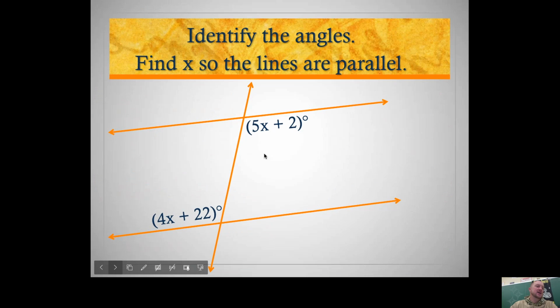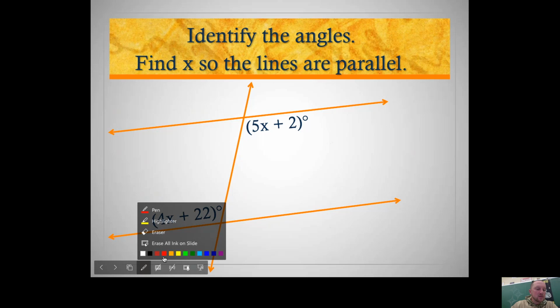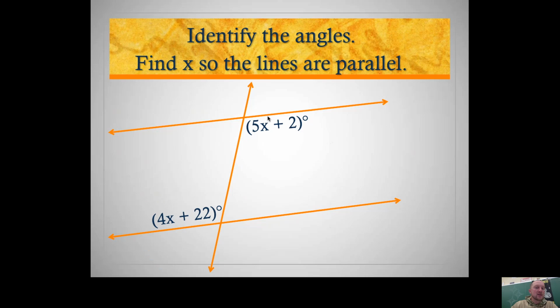The problems in this section are going to look very similar as well. The only difference being, notice how the lines are not marked parallel. What you want to do is find a value of x that would make them parallel. You basically do the same exact thing. You need to identify the angle relationship. These are alternate interior angles.